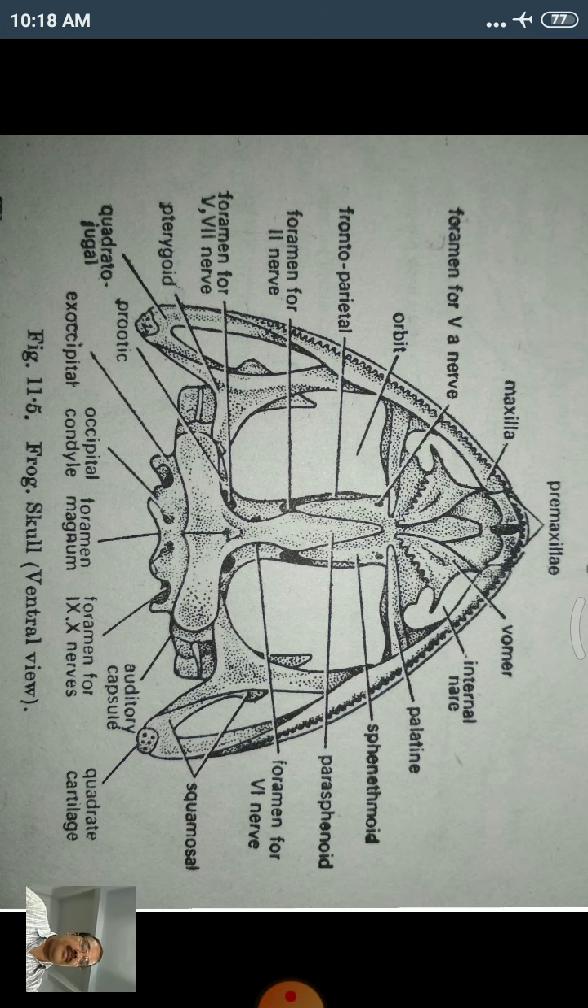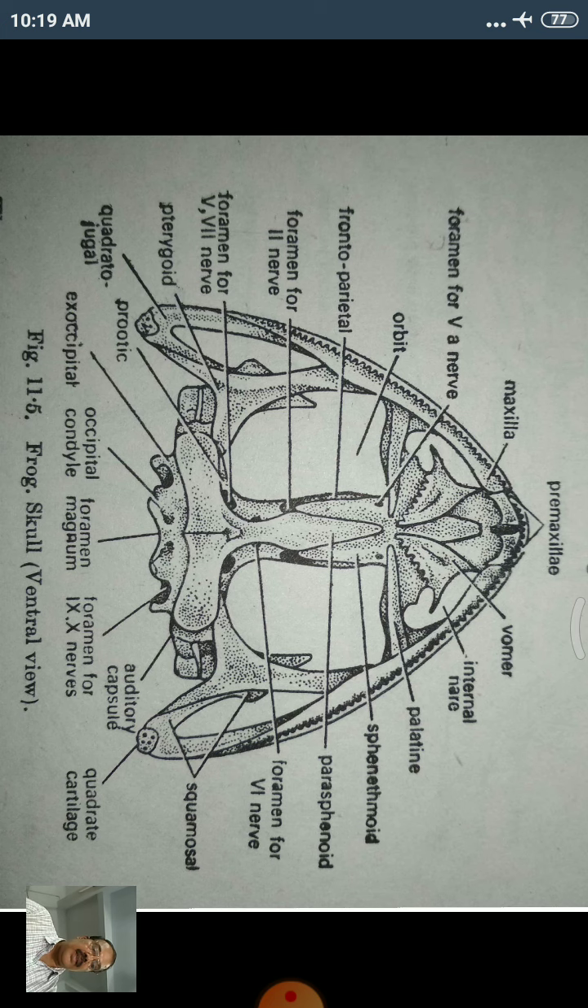But here, the upper jaw has two halves, each half has an anterior premaxilla followed by a long maxilla. Both bear teeth. The posterior part of the upper jaw is a small quadratojugal. Ventral to the orbit is a palatine, and posteriorly on the ventral side is a three-rayed pterygoid.